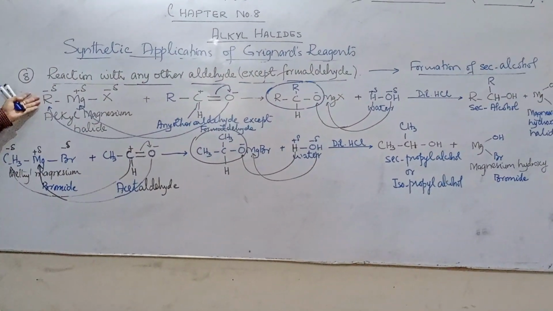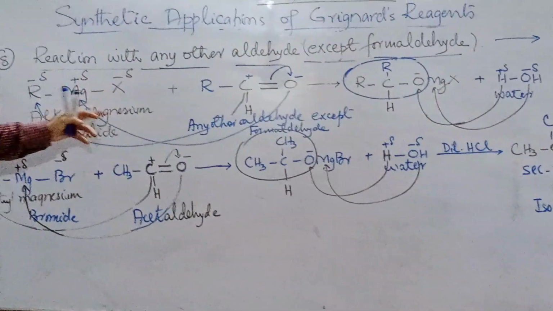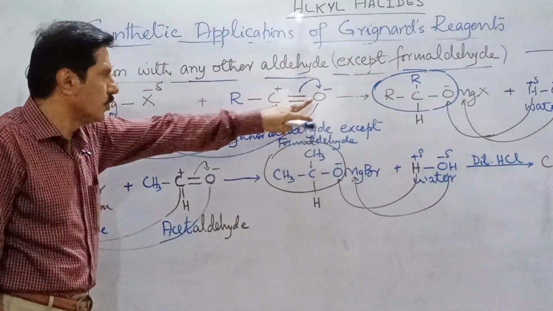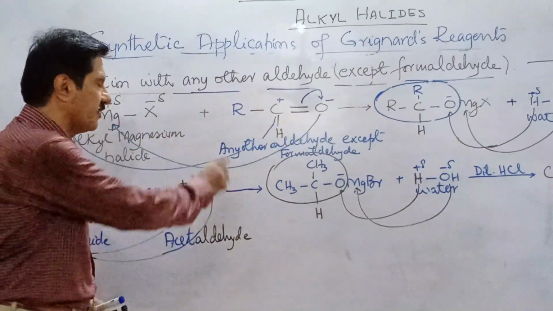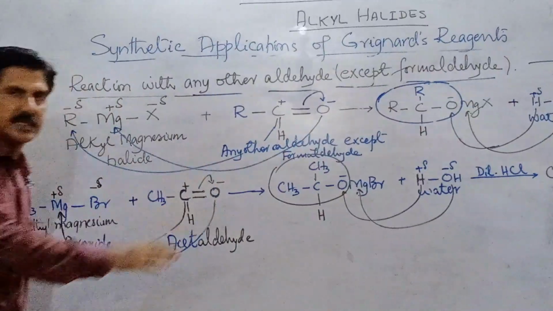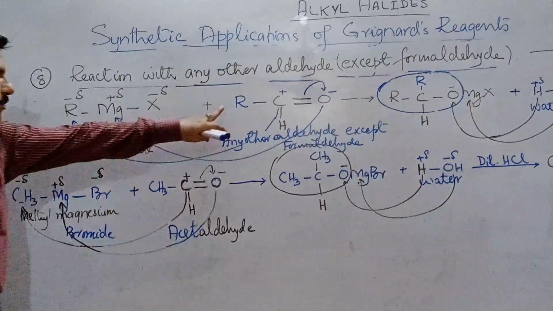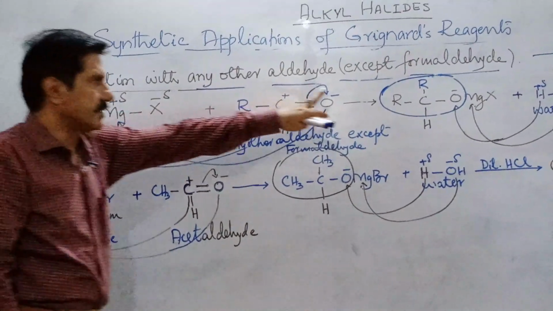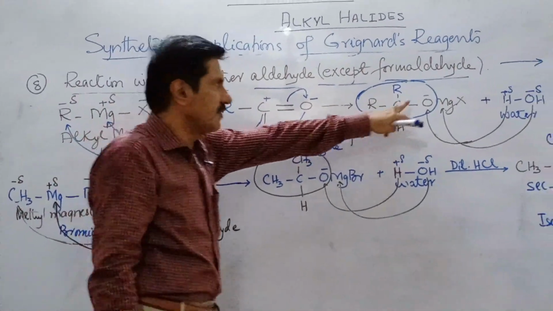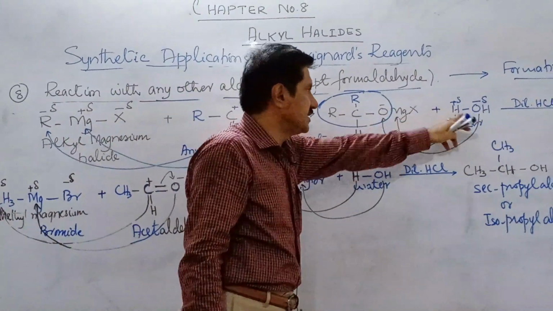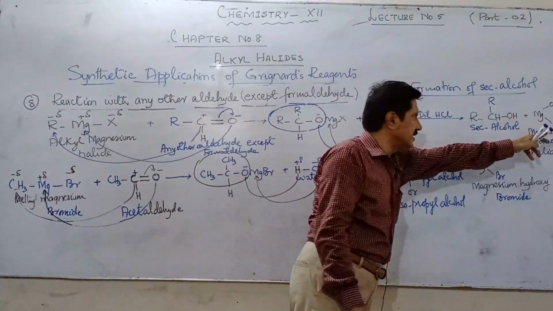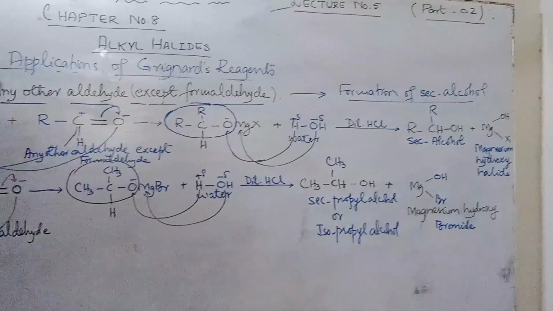This is the general representation of the reaction: RMgX, alkyl magnesium halide, plus RCH double bond O. This is the general representation of any other aldehyde except formaldehyde, depending upon the nature of the carbon chain to be used here. An intermediate product will be obtained. When reacted with water, this intermediate product will give you secondary alcohol along with magnesium hydroxyhalide.